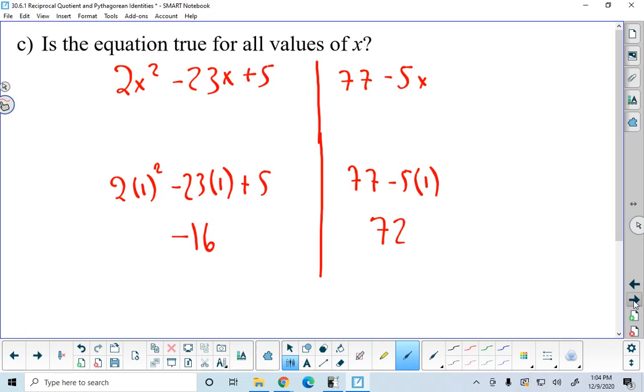Okay, good. So what I said was, if it is true for every value of x, we can't demonstrate that. But if we find even one value of x for which it's not true, then we know that the equation is not true for all values of x. So the answer to this question is no. That equation is not true for all values of x.